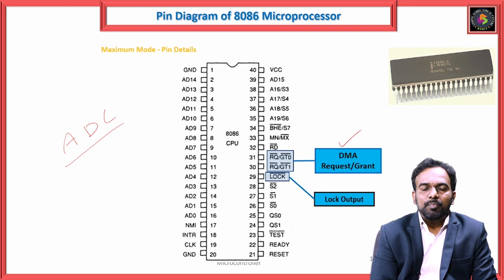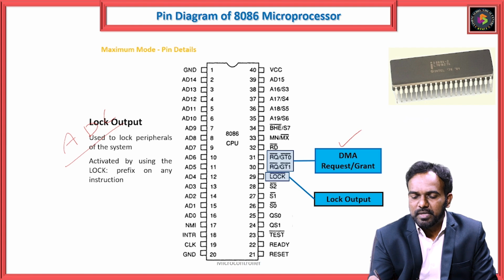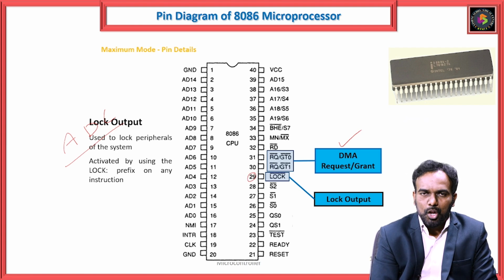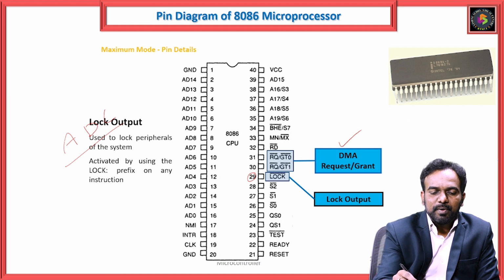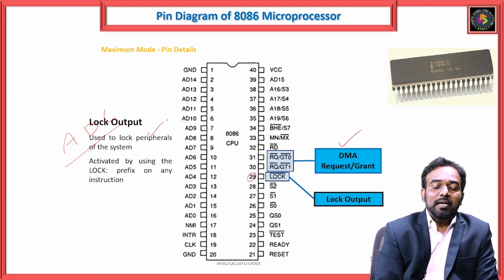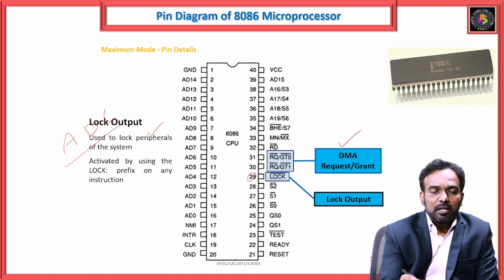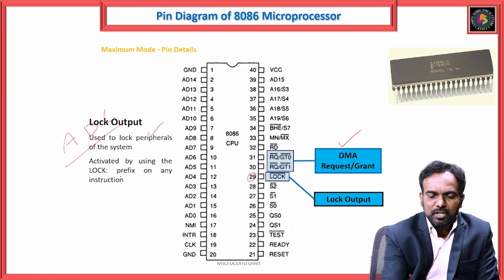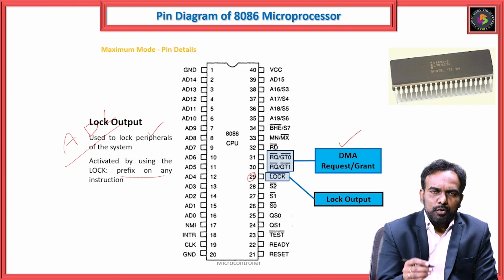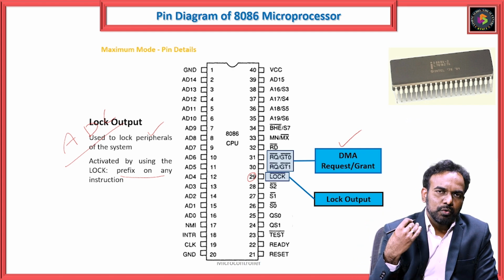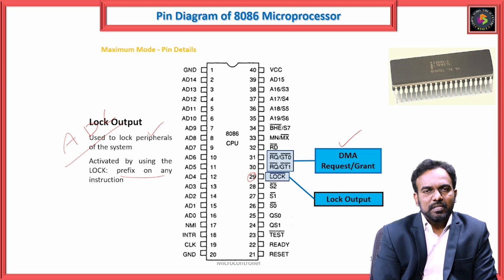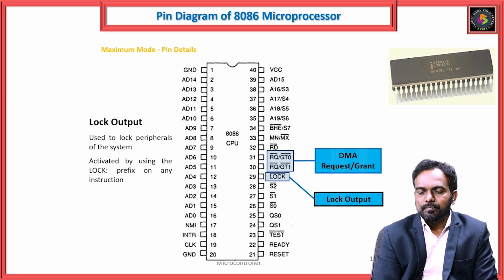Next one is to lock the peripherals. To lock the peripherals, there is one more pin available. That pin is the 29th pin, the LOCK bar pin. This LOCK pin is used to lock the peripherals of the system. It can be activated by giving the LOCK prefix to any instruction. We give LOCK and next we give the instruction. In that way we lock some of the peripherals in the 8086 microprocessor.